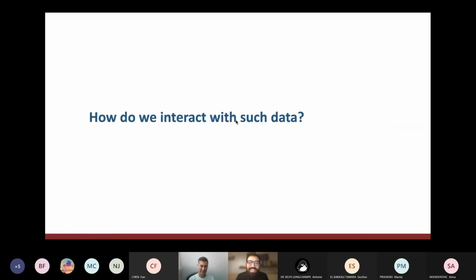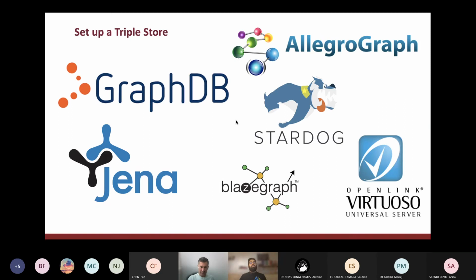And okay, how do we interact with such data? I've got like 20 minutes for that. So setting up a triple store: how we deal, because the data comes within its format. You can download it. It's definitely in RDF, but most likely in TTL format or in other formats that are RDF compliant, because there are several formats out there like N3, Turtle, XML, JSON-LD. There are many formats.